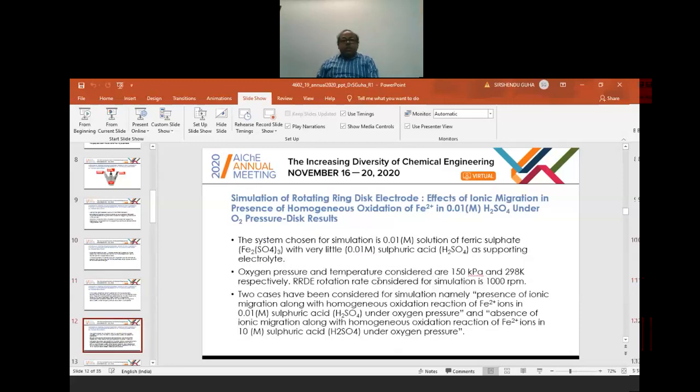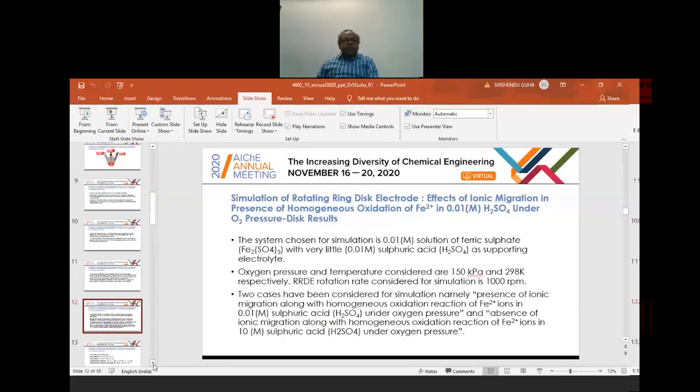Now, let me tell about the system I have considered for simulation. The system chosen for simulation is 0.01 molar solution of ferrous sulfate with 0.01 molar sulfuric acid as supporting electrolyte. Oxygen pressure and temperature are considered as 150 kPa and 298 Kelvin, and the RRDE rotation rate is 1000 rpm. Two cases have been considered. One is presence of migration, and another is absence of migration.